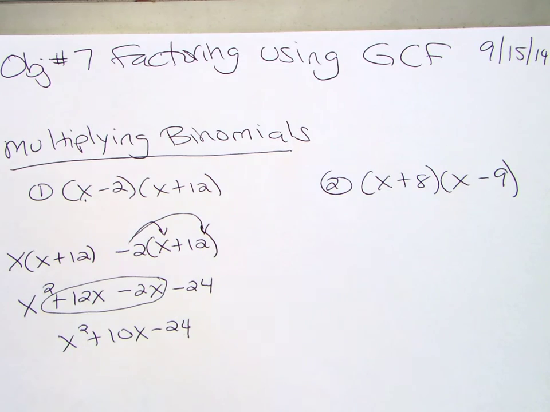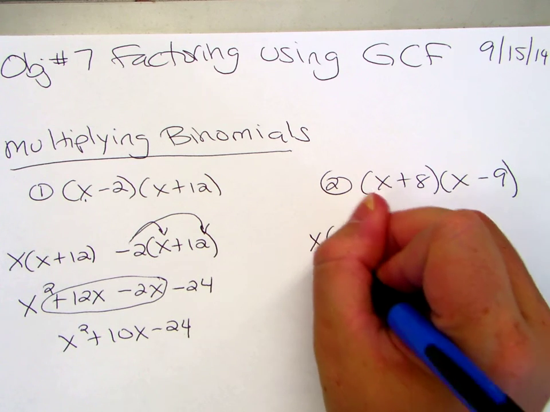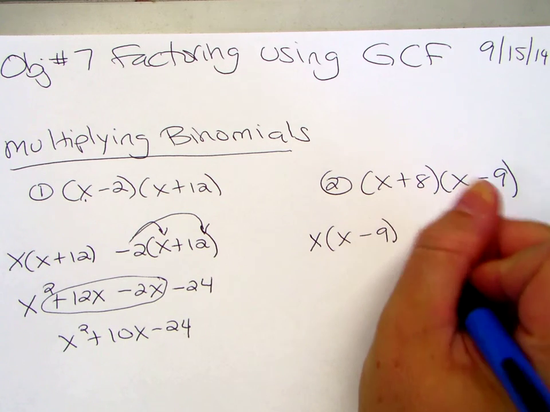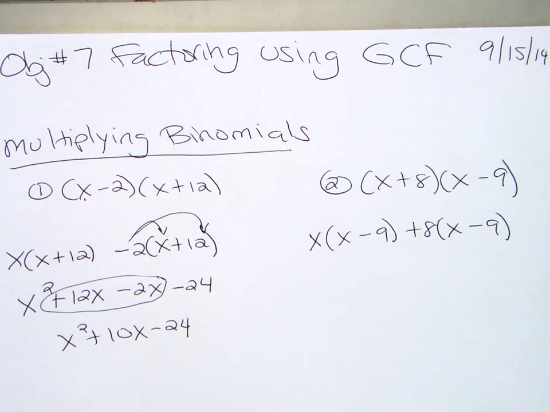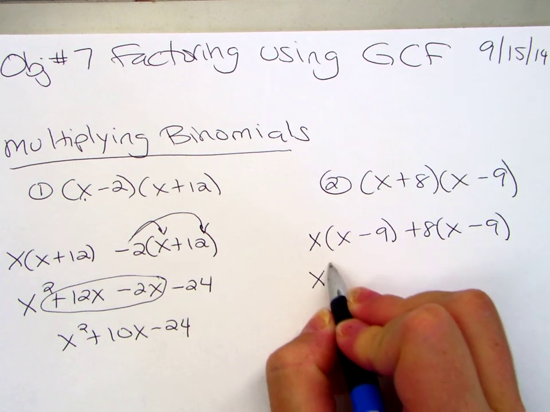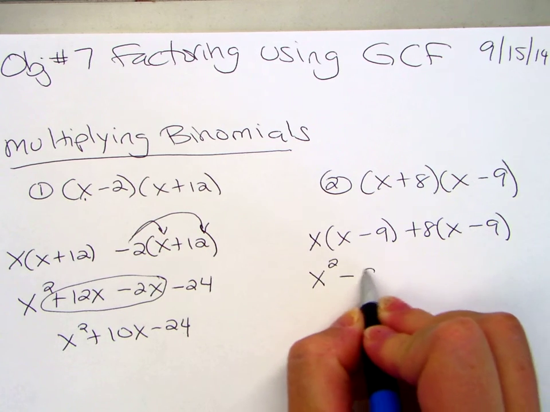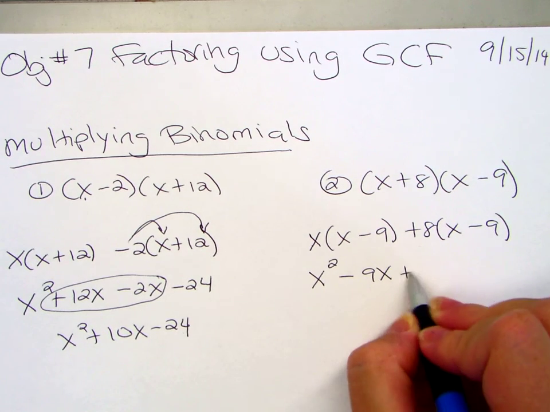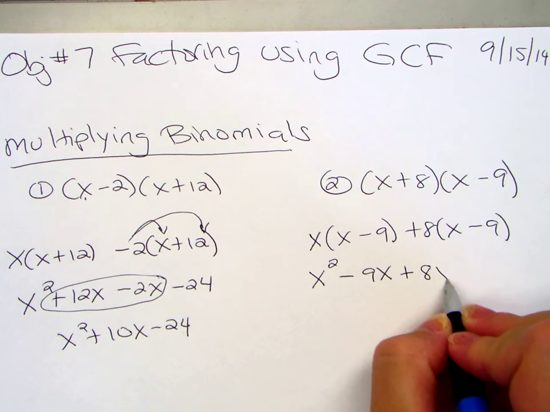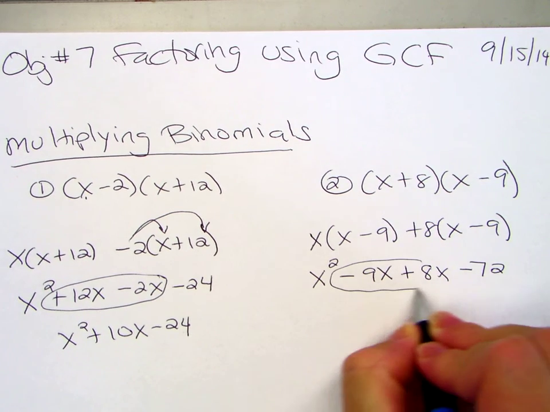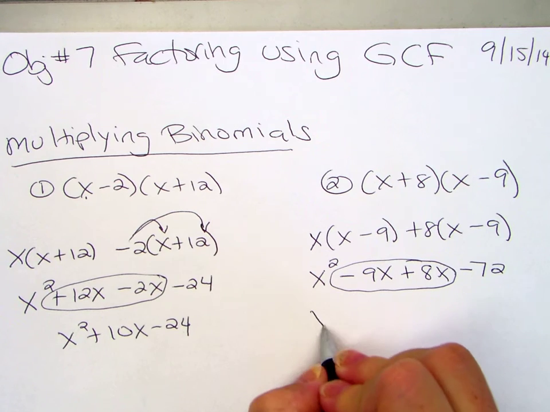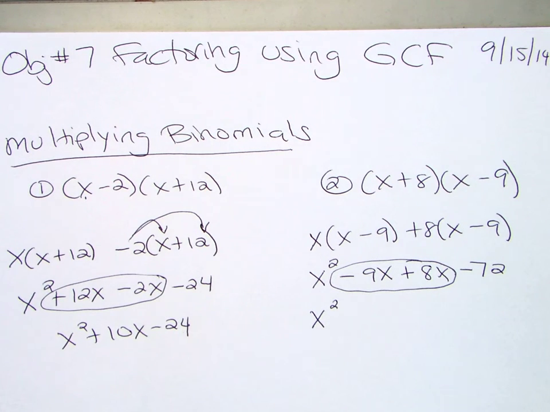Number 2, x has to multiply x minus 9, and the 8 has to multiply x minus 9. Distribute, x times x is x squared, x times 9 is minus 9x. 8 times x is 8x, 8 times 9 minus 72. Be careful of the signs. For homework especially, I do grade for accuracy, so you can use a calculator on your homework.